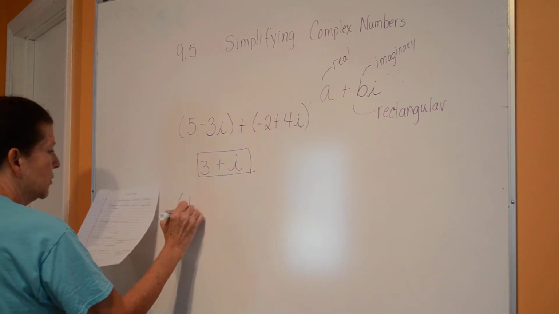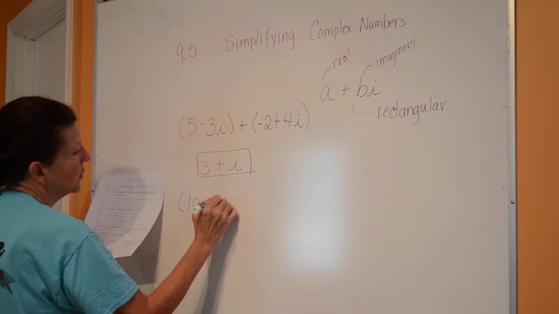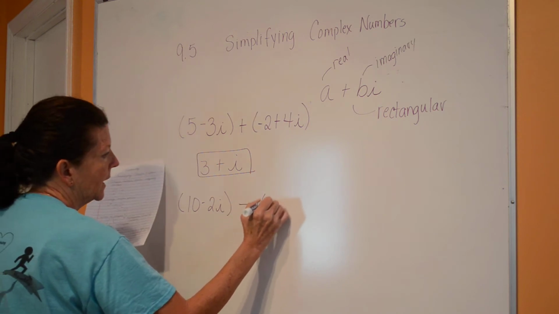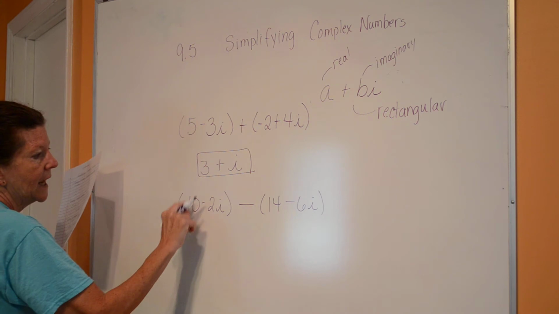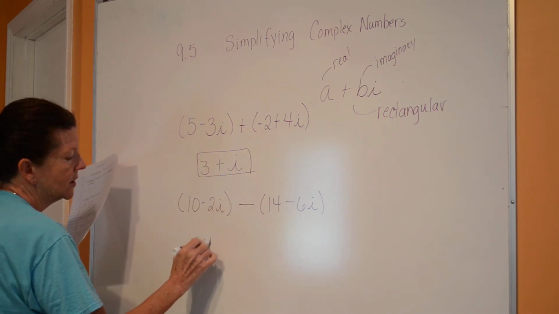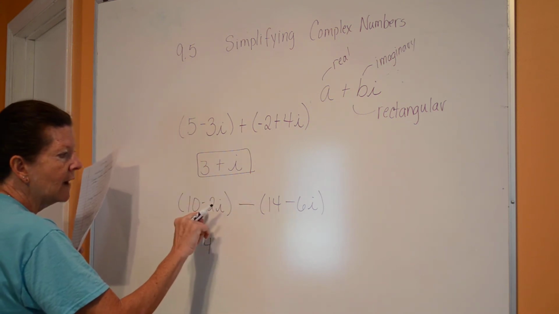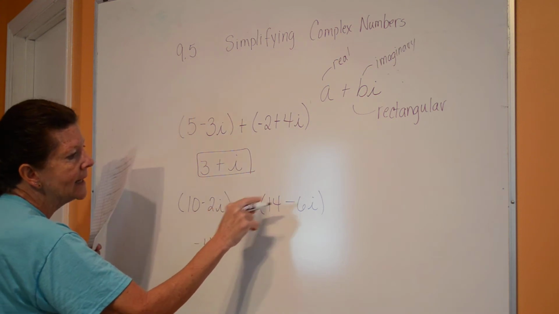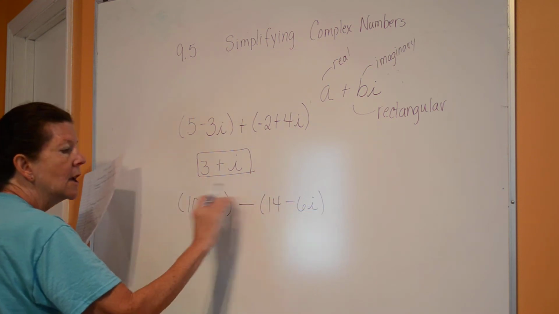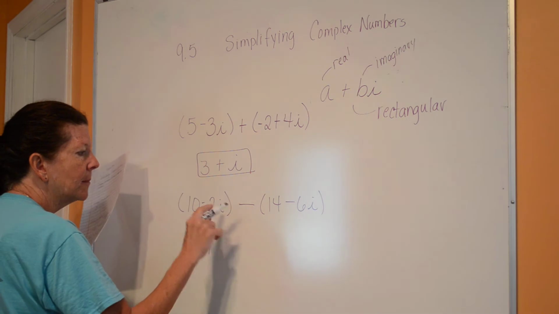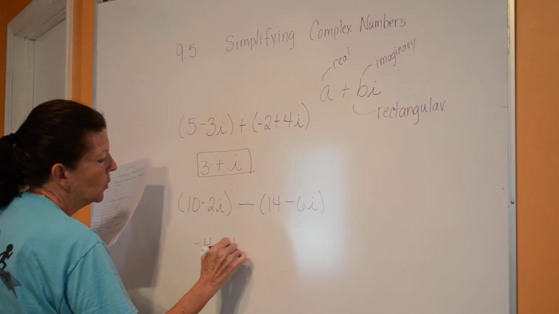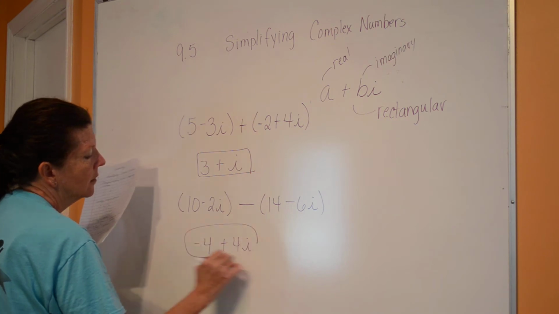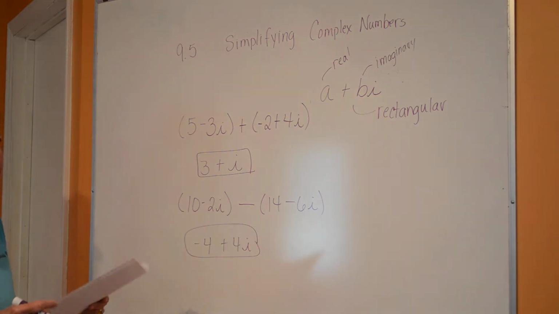Now, if you have subtraction, just remember that you have to distribute your negative. Still going to do 10 minus 14, which is -4, but now I've got -2i minus a -6i. So when I add the opposite of the second number, I find that that's -2i plus 6i, which is going to give me -4 plus 4i.